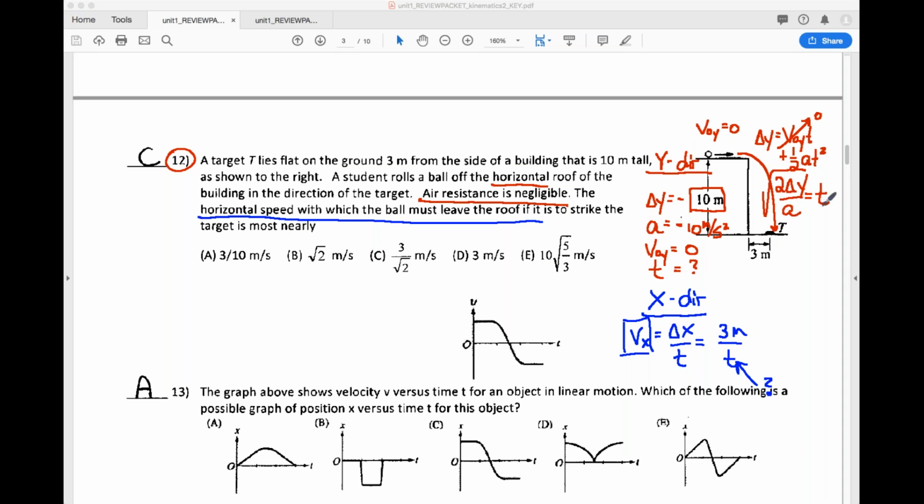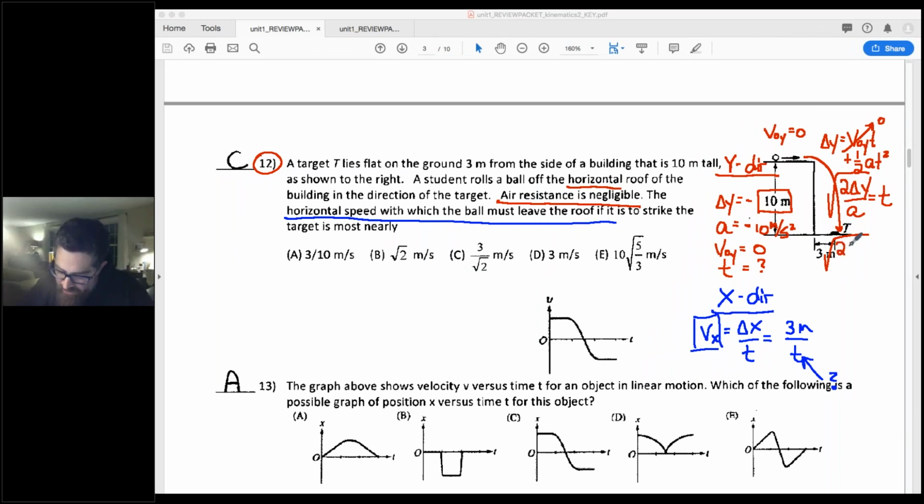So in this problem now, I have 2 times delta y over a. That gives me 2 times -10 over -10. And so the -10s cancel out, and I have the square root of 2, which is 1.4. So now I know the time that it's in the air, 1.4 seconds. And I can substitute that in, and I'll be in much better shape.